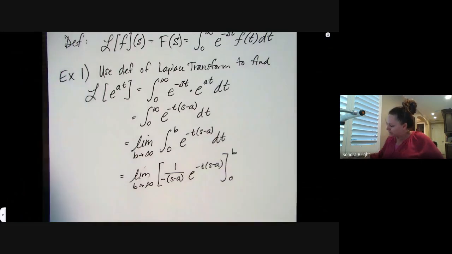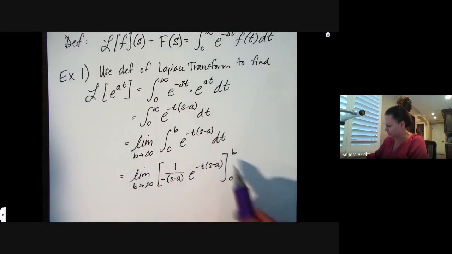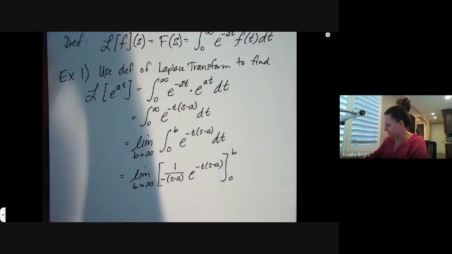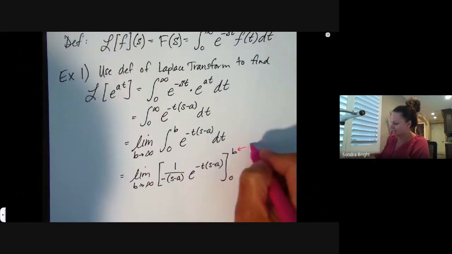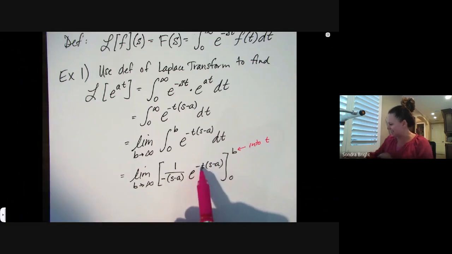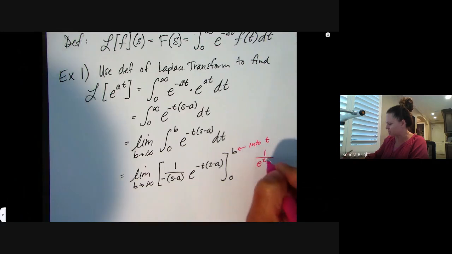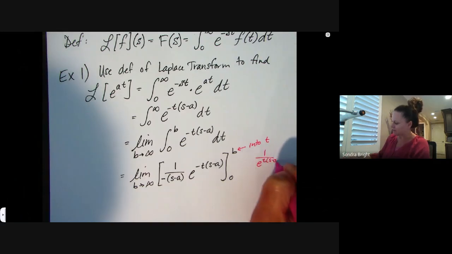Now, you're plugging these guys into t, right? That's because it was with respect to t. So we're plugging it into t. And this is an e to the negative. That's super important because it's like 1 over e to the t times s minus a. And maybe you want to write it like that, so that way it's obvious to you.